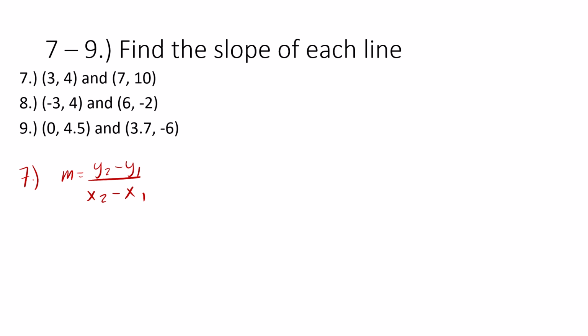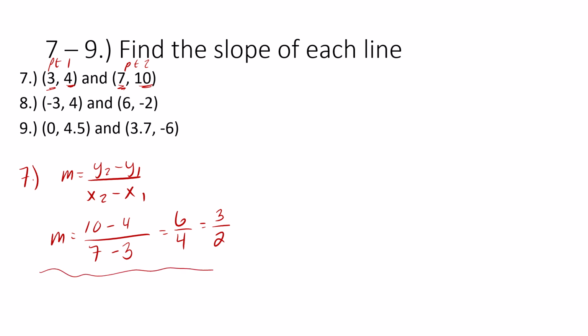Now for this first one, we can pick either point we want for point 1 or point 2. I'm going to pick this as point 1 and this is point 2. Now the other way will work, okay? So y2 is the y coordinate of point 2, so that is 10, minus y1, which is the y coordinate of point 1, so that's 4. And then x2 is the x coordinate of point 2, and x1 is the x coordinate of point 1. 10 minus 4 is 6. 7 minus 3 is 4. And then you should simplify that to 3 over 2.